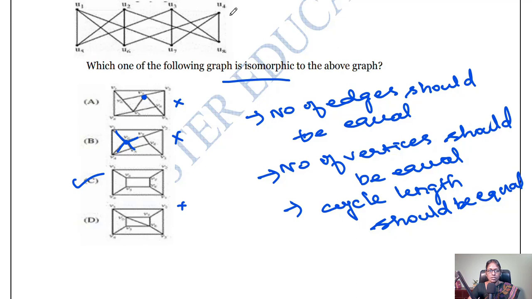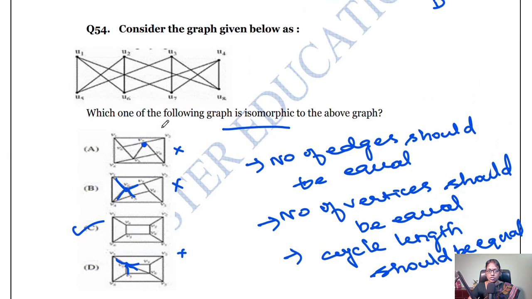See, here all the vertices have degree 3. So if even one vertex has degree 4, we can remove that option. So based on that, I am removing options A and B. Here also 4 degrees are there, right? For V3: 1, 2, 3, 4. So this is not an isomorphic graph. Whereas V1 has only degree 3. It may be represented in any form, but the number of edges, the number of vertices, and the cycle length should be equal. Then we can say the two graphs are isomorphic.